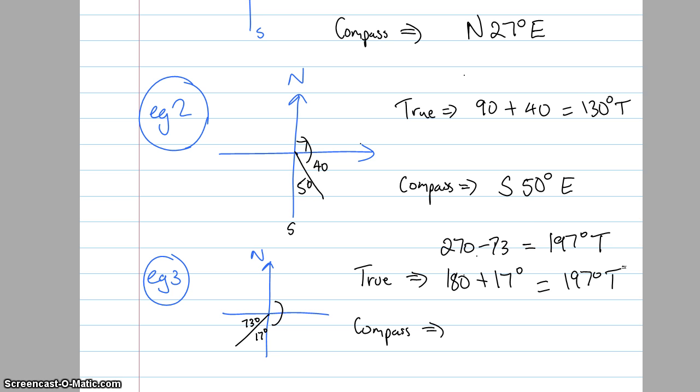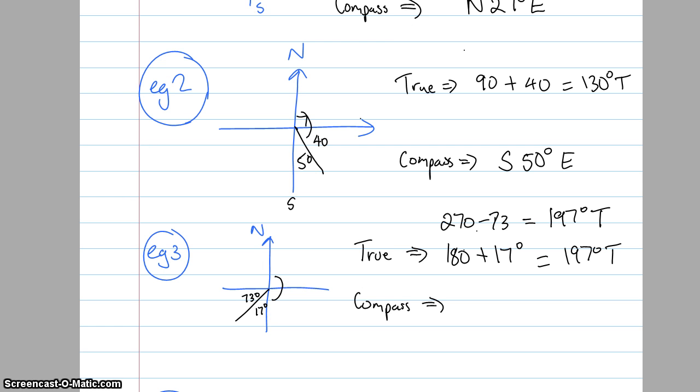The compass bearing again is a little bit different. So let's look at the compass bearing. North is up here. South is down here. So I'm going to go from south. It's south, and then how many degrees from south? It's not the 73 degrees. From south, I'm going 17 degrees, and then I go east. Not east, sorry, because this one over here is west. South, 17 degrees west.